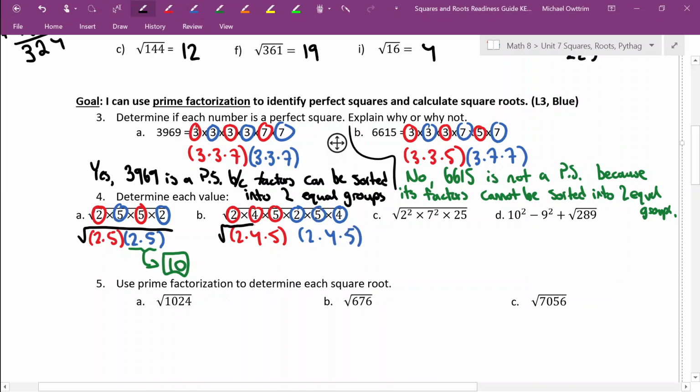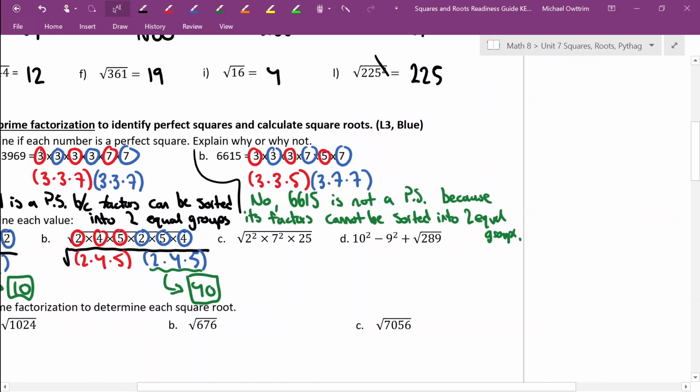And of course, this is still being square rooted. So our square root says what's being multiplied by itself, and we have 2 times 4 times 5 being multiplied by itself. 2 times 4 is 8, times 5 is 40. So the value of our square root is the value of one of our groups, which is 40.